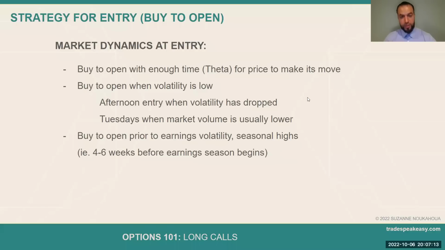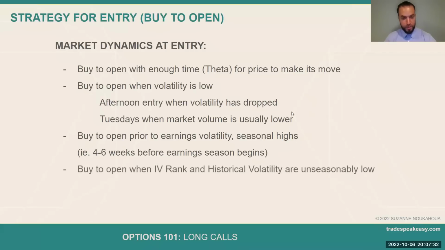That would be buying 4 to 6 weeks before earnings season begins, planning on volatility to expand. When volatility expands, you sell. So that type of strategy actually works: you enter before earnings and you even exit before earnings as well. It's a pretty cool idea. We'll talk about it later.